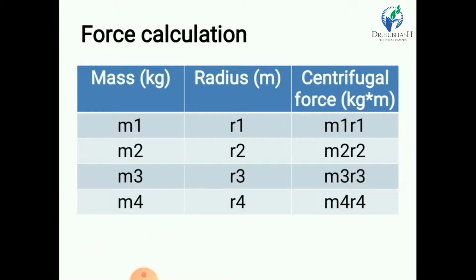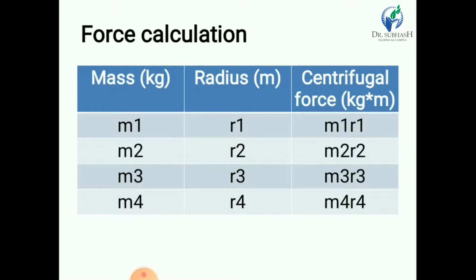Now let us calculate centrifugal forces for four masses. First of all, in the first column we consider mass in kg. So we have four masses, m1, m2, m3 and m4. In the second column we consider radius in meter, and the notation for this radius is small r. So it is r1 for the first mass, r2 for the second mass, r3 for the third mass and r4 for the fourth mass.